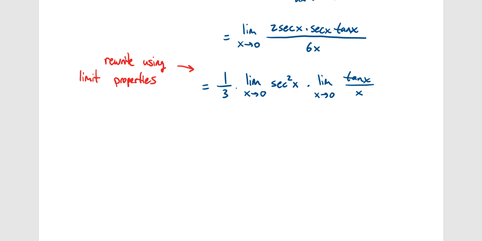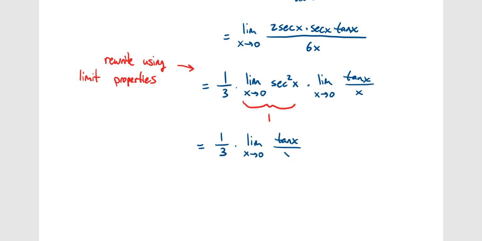And the reason why this is nice is because this limit, the limit of secant squared as x approaches 0, that's direct substitution. Secant of 0 is 1, so 1 squared is 1. So that limit's just 1. So we end up getting 1/3 times 1 times the limit as x approaches 0 of tangent x over x. I didn't really touch that one yet, so I'm just going to bring it down.